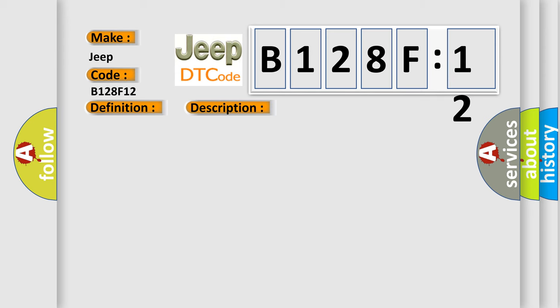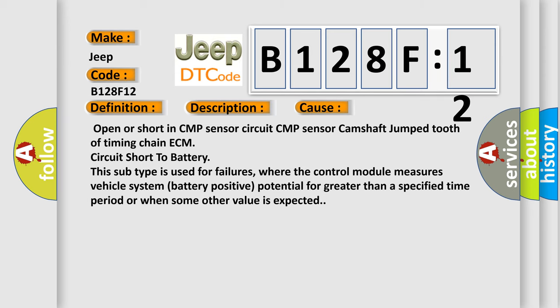This diagnostic error occurs most often in these cases: open or short in CMP sensor circuit, CMP sensor camshaft jump tooth of timing chain, ECM circuit short to battery. This subtype is used for failures where the control module measures vehicle system battery positive potential for greater than a specified time period or when some other value is expected.